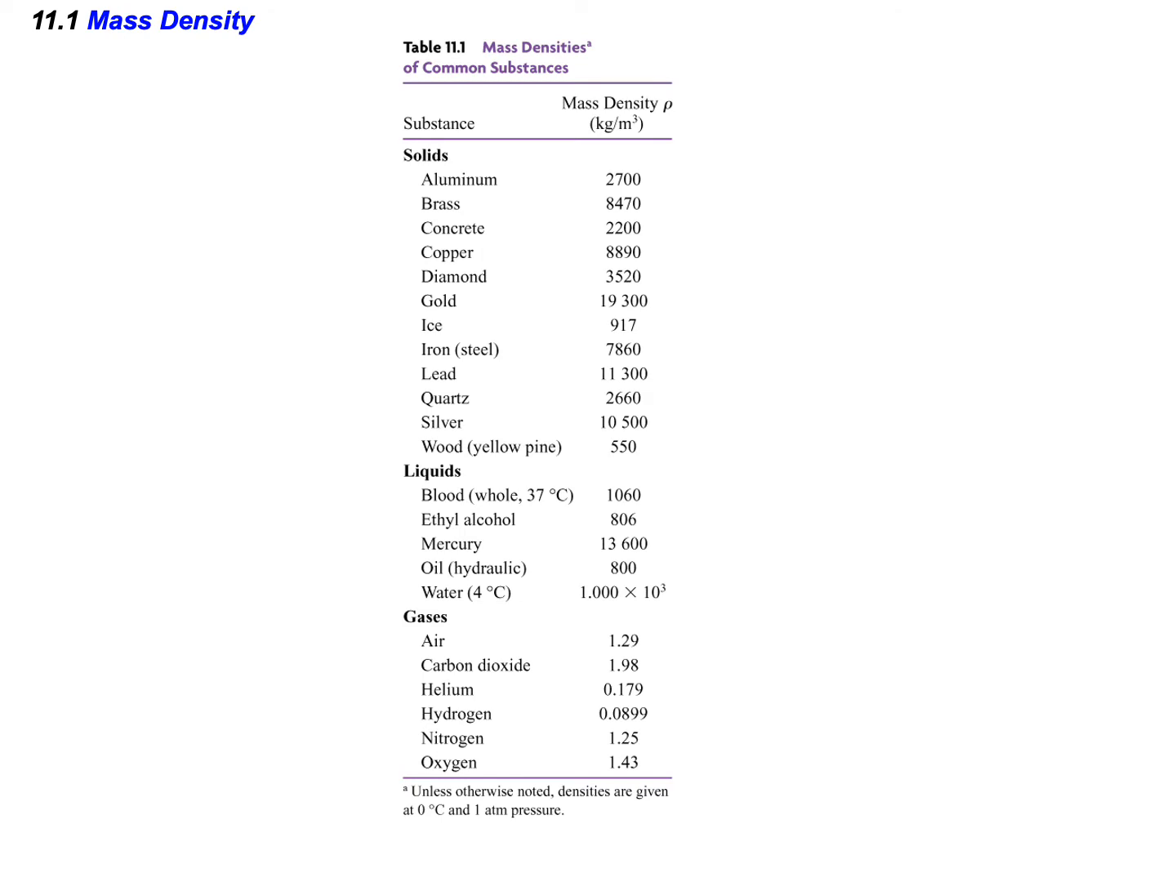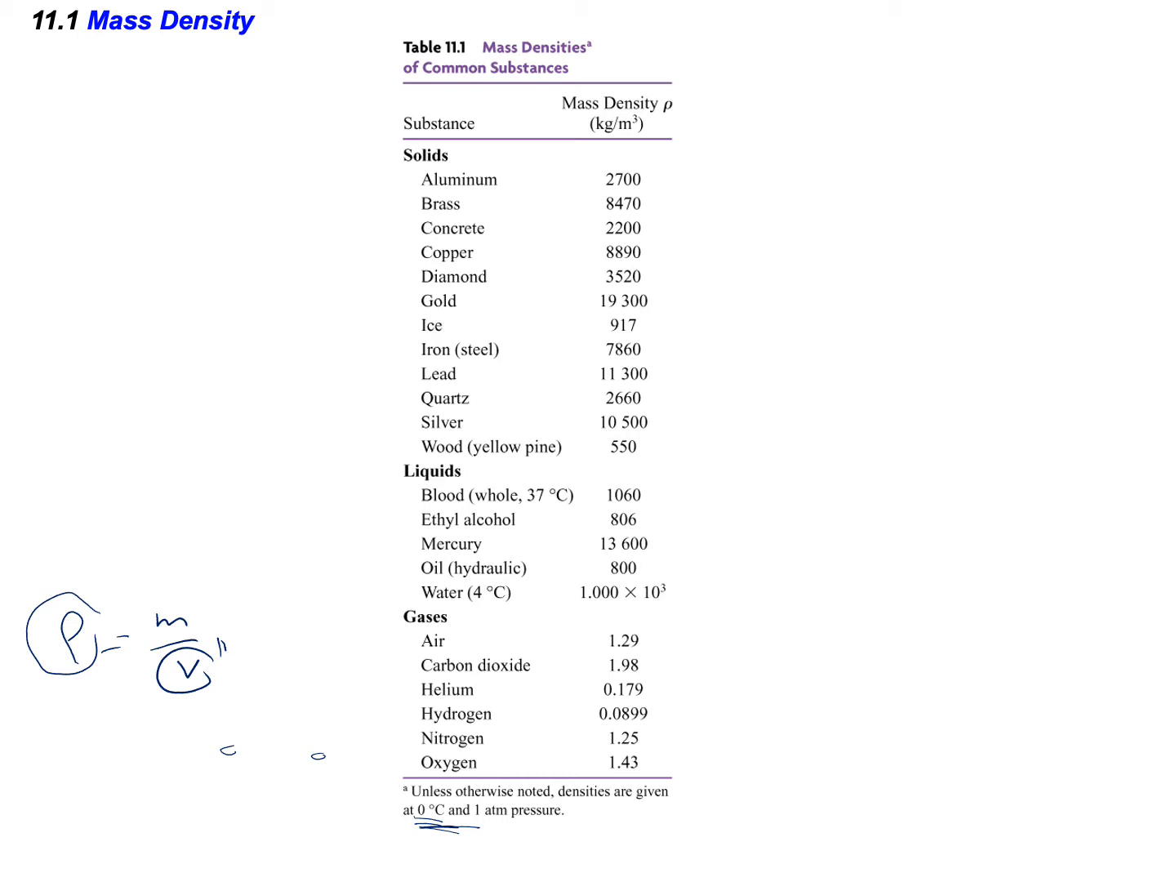This table shows mass densities of some common materials, solids, liquids, and gases at 0 degrees Celsius and 1 atmospheric pressure, because when we talk about densities, we have to give the pressure and the temperature. When we increase the temperature, the distance between molecules can change, so the volume changes, and density is mass over volume, so the density can change.